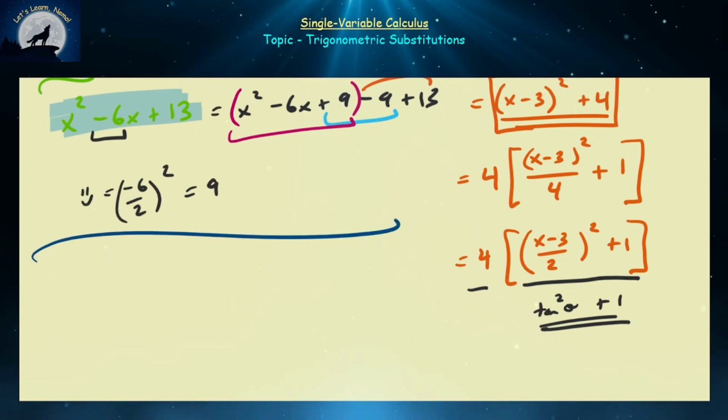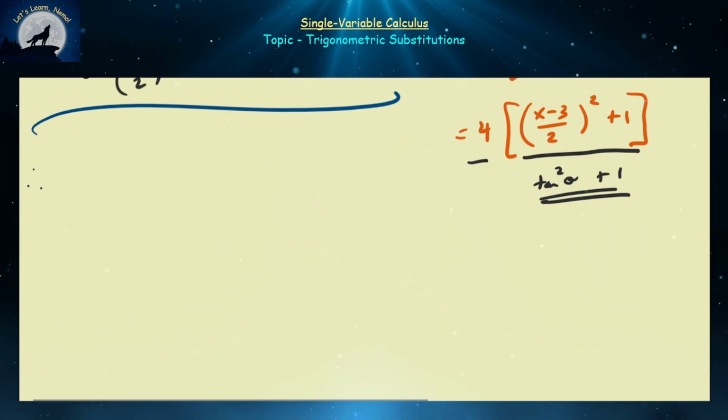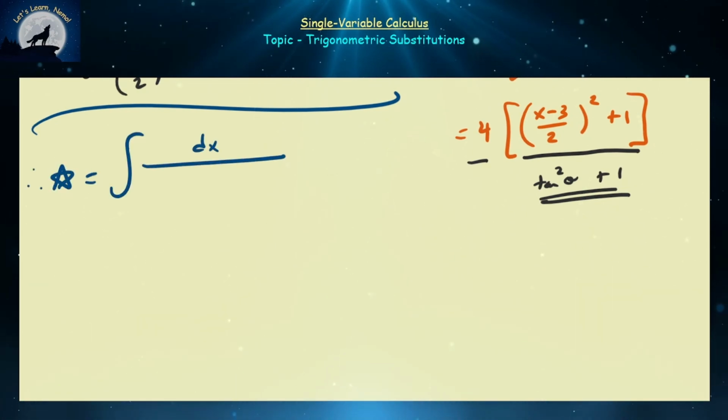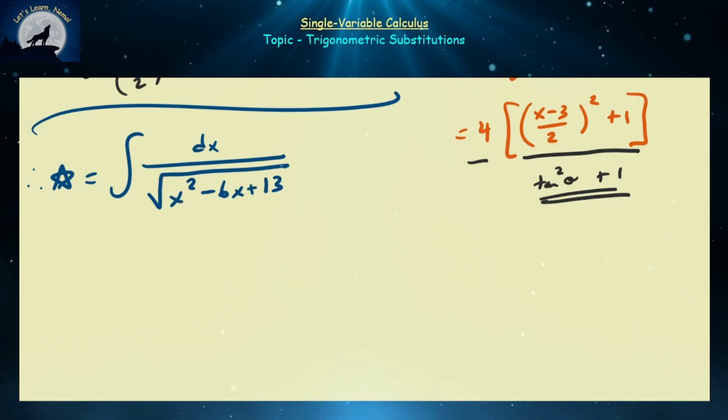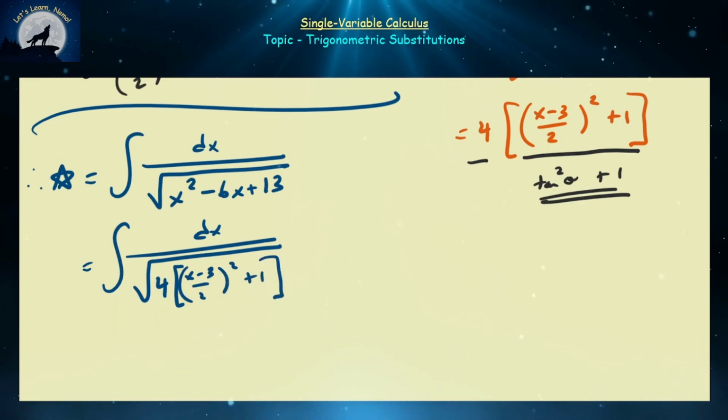Right? So let's use this newfound knowledge and see if this helps us turn our integral into something a little bit nicer. So let's rewrite our integral. So we have the integral of dx divided by the square root of x squared minus 6x plus 13. And we've found that this is equivalent to dx divided by the square root of 4 times x minus 3 divided by 2, the quantity squared plus 1 underneath that radical. Now keep in mind the square root of 4 is going to be equal to 2, so I can factor that out as a 1/2 in front.